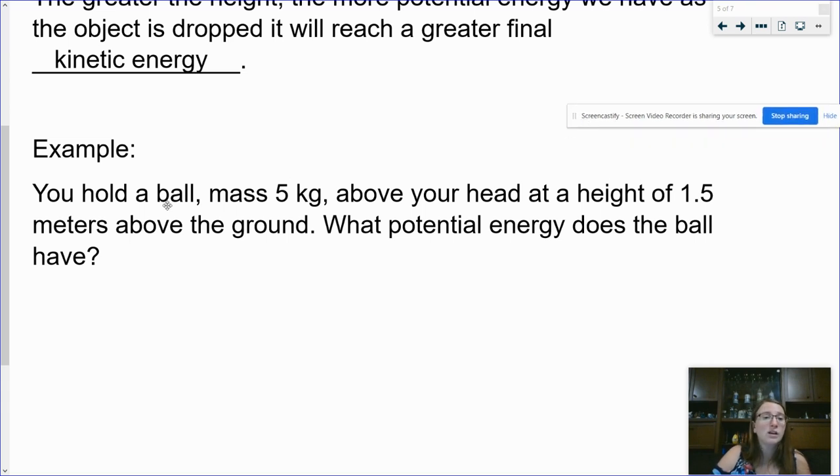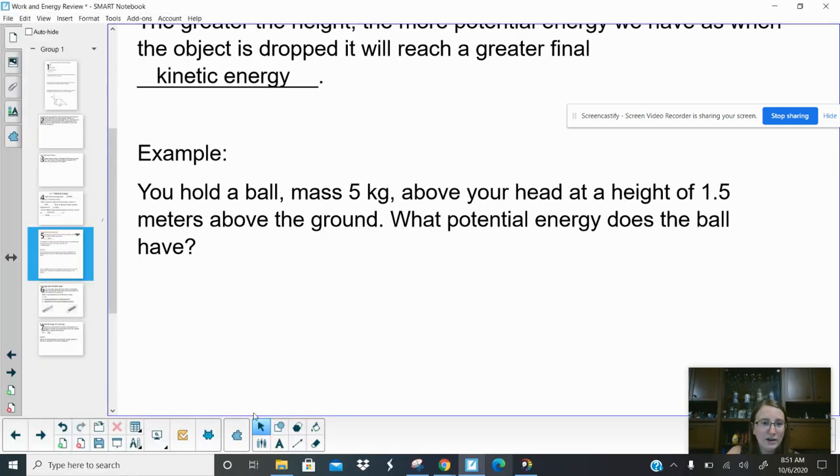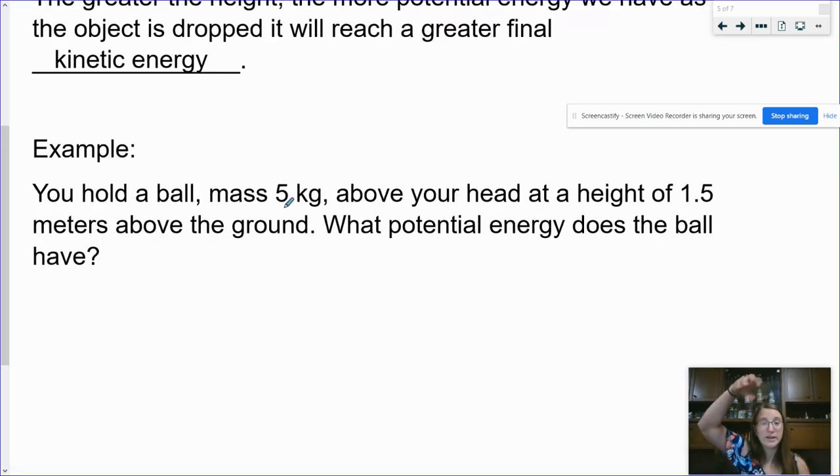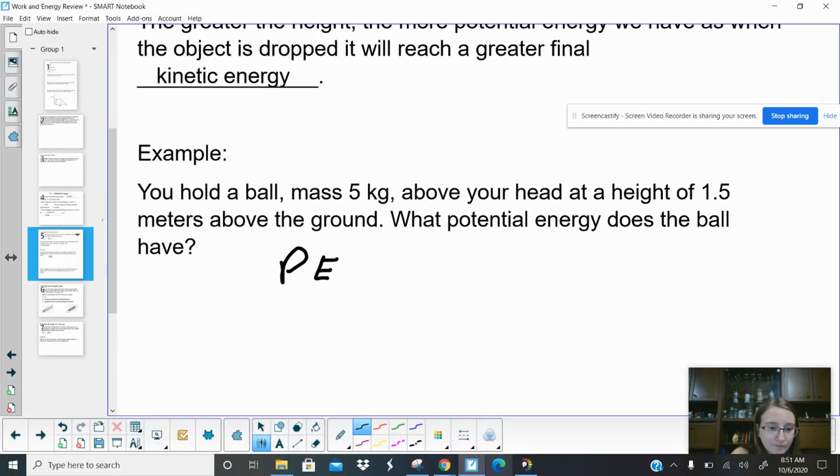So this is a real quick, easy example here. You hold a ball, mass 5 kilograms, above your head at a height of 1.5 meters above the ground. What potential energy does the ball have? So again, the ball is not moving. You're just holding it, but we can talk about its potential. So super easy. Potential energy of gravity equals mgh. That's it. Go ahead and take a moment and plug it in.